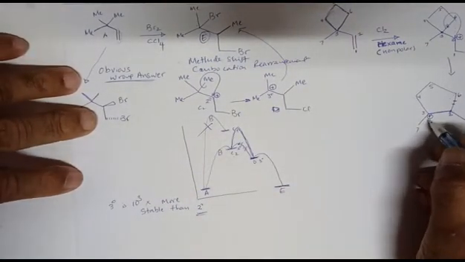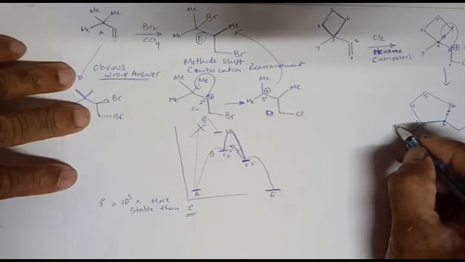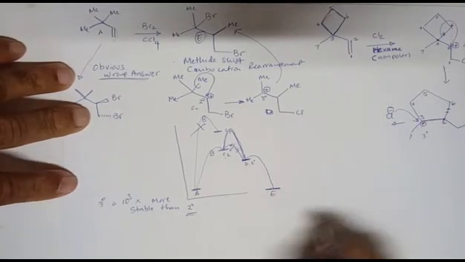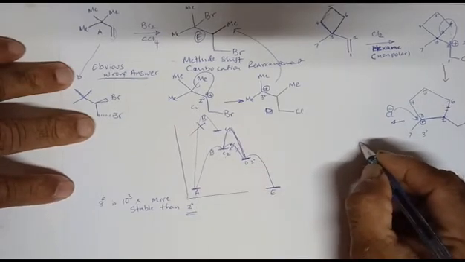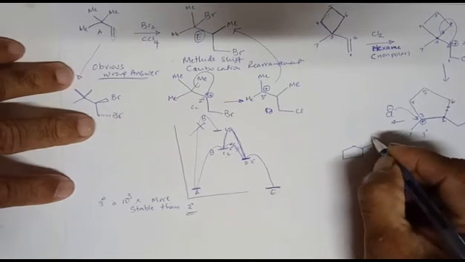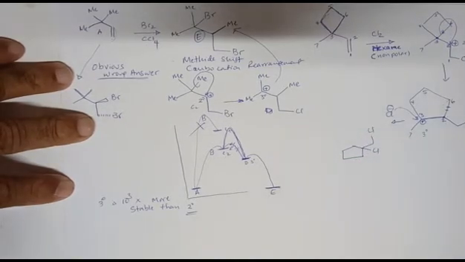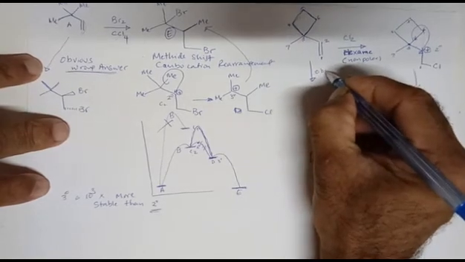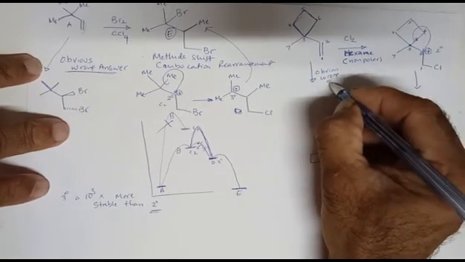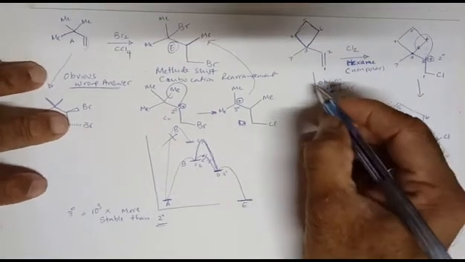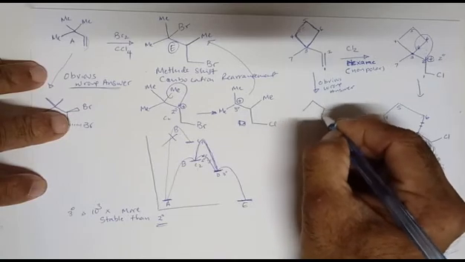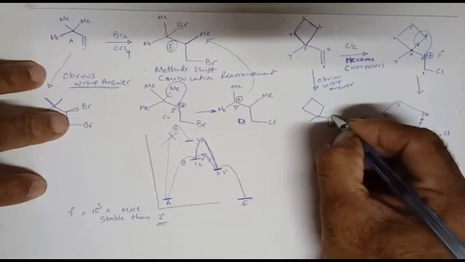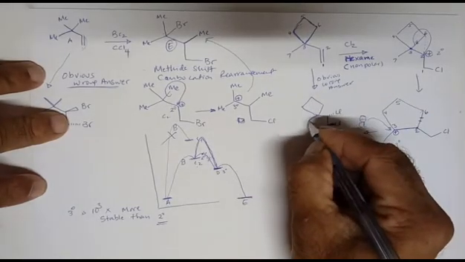Right? Now we are going to have a final attack. The second chloride is going to come and attack this carbon, carbon number 3. So the final answer is going to look like this. Okay? What is the obvious wrong answer? The obvious wrong answer is this. That's the wrong answer. That's the right answer.